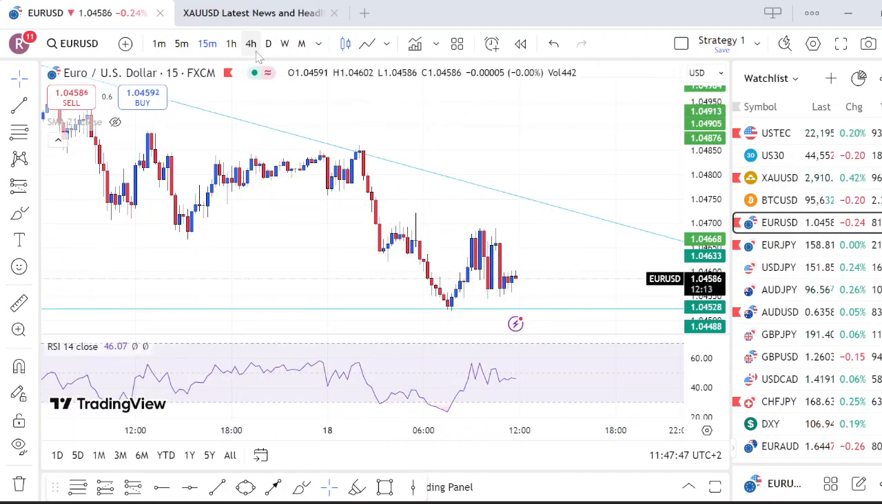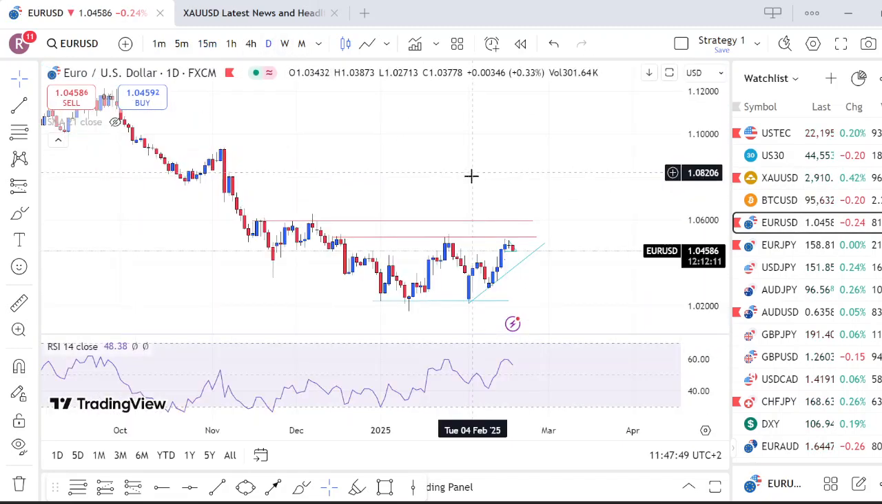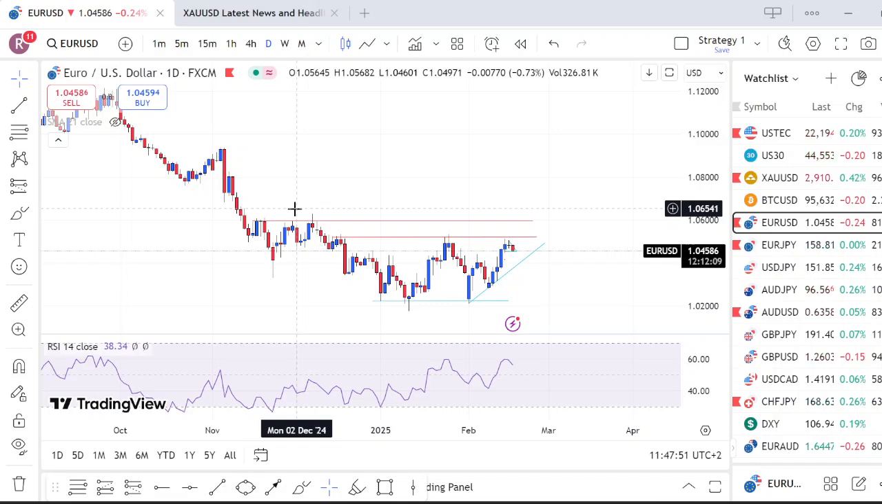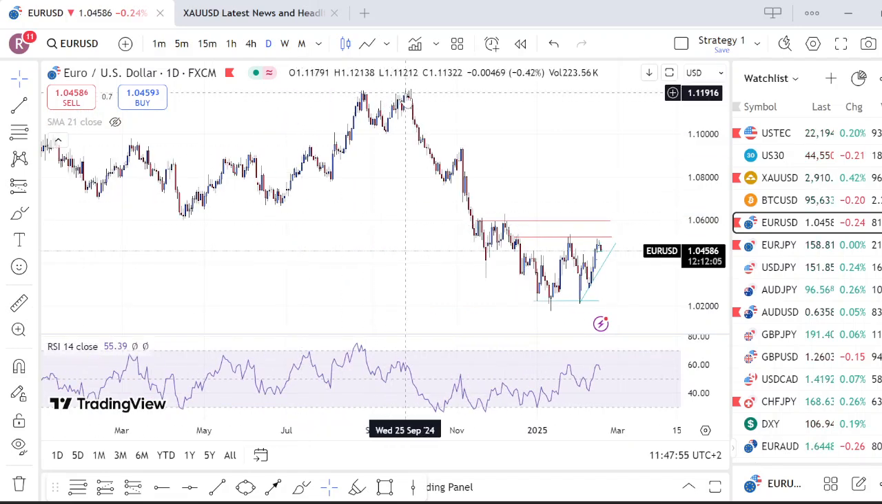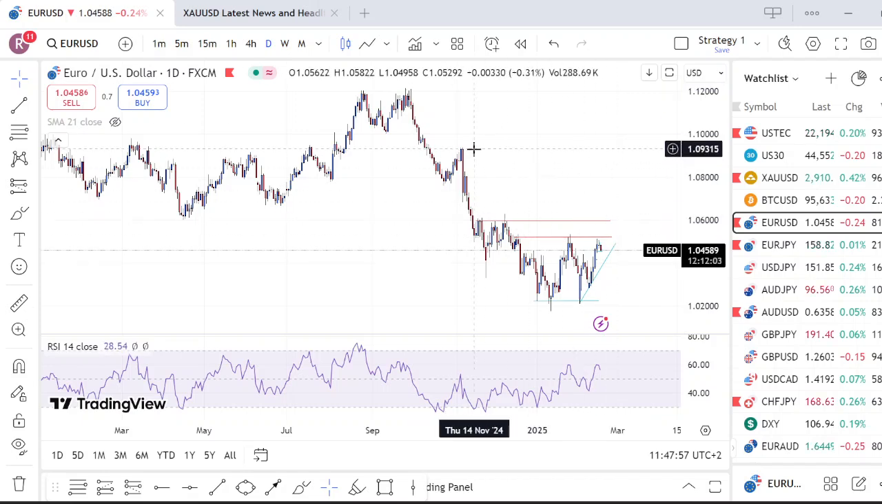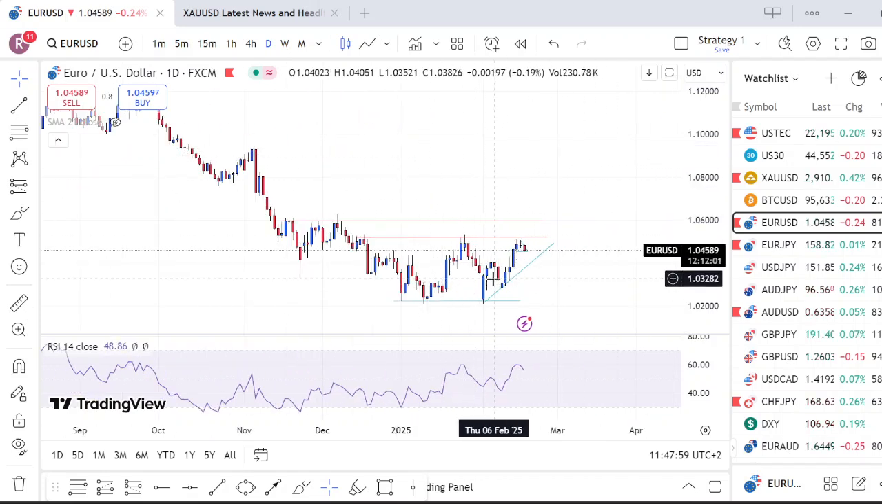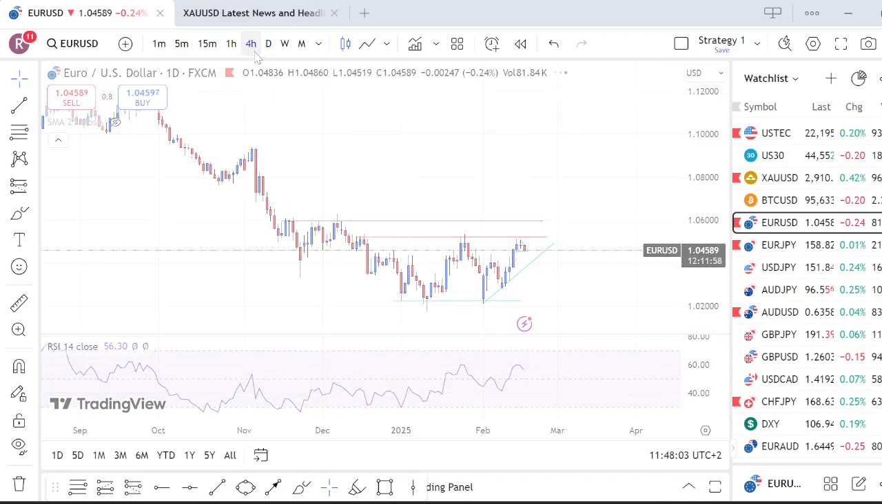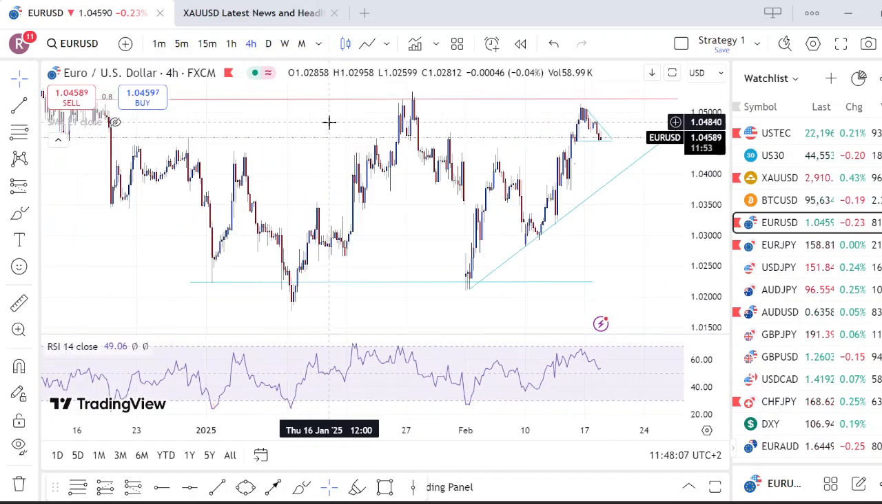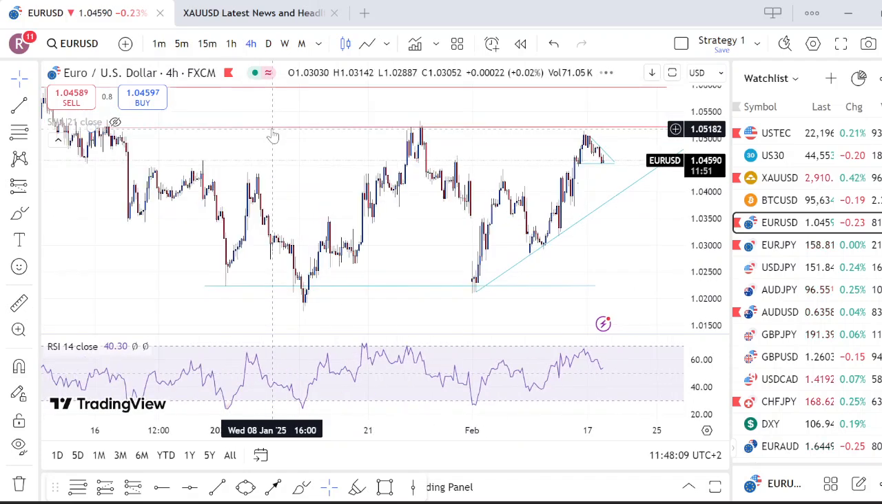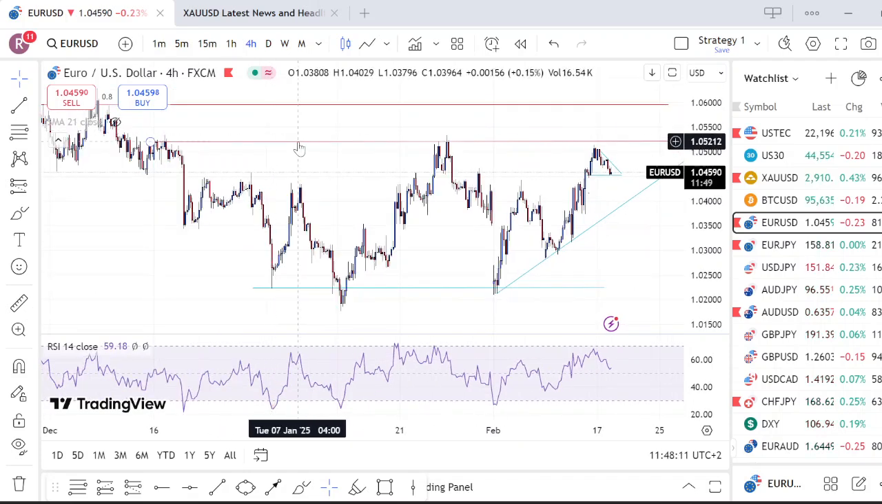Okay, let's take a look at the other pairs. So Euro USD, very much bearish for a long period of time with the dollar in control. That being said, we did have a double bottom formation here, and the euro has been seeing some strength in the short term.